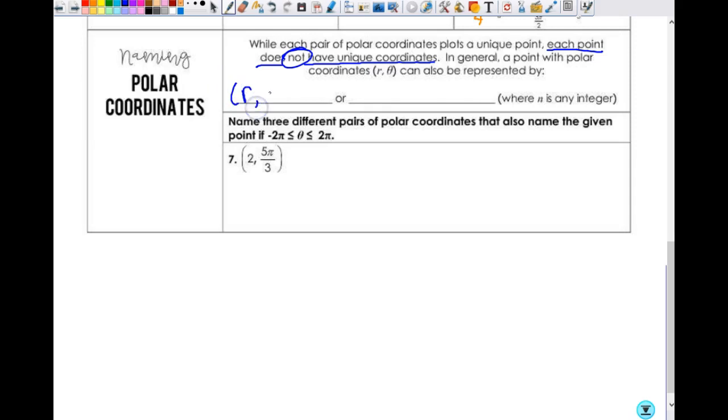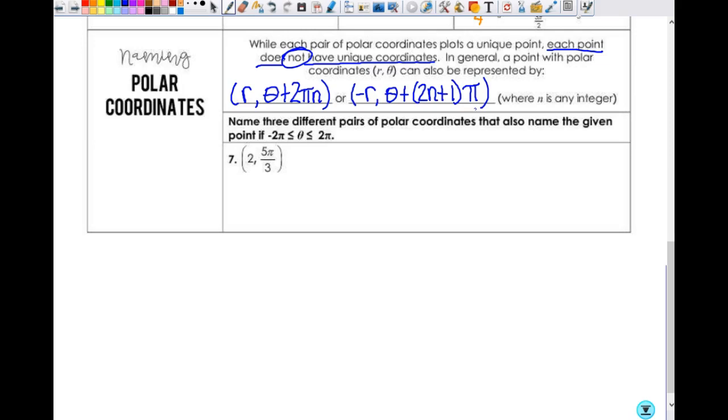r, comma, theta plus 2 pi n. Which makes sense, right? Because you're just going around. And then, or negative r, theta plus (2n plus 1) times pi. And I have to look at that to write it, or I'm going to write it wrong, because, again, I don't use that. I don't know that that's the best way to do it.